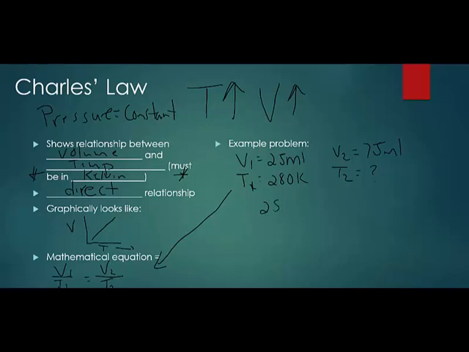So you would take 25 and divide it by your 280. It would be equal to your 75 divided by x. Now here you would cross multiply, so you would say 25x is equal to 280 times 75. Then you would divide both sides by 25, or you can do it right away and see that x would be equal to 280 times 75 divided by 25, and you should get an answer of 840. And because our temperature is in Kelvin, down here would be in Kelvin.